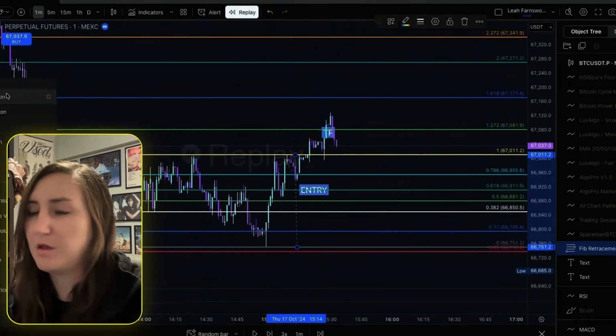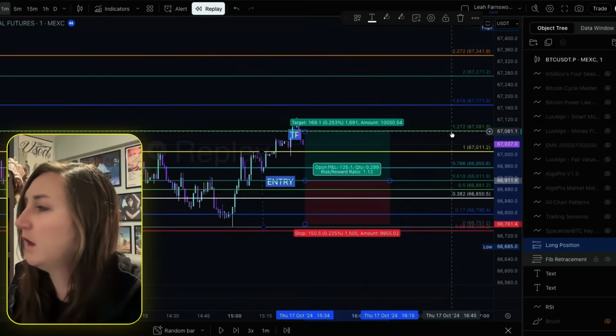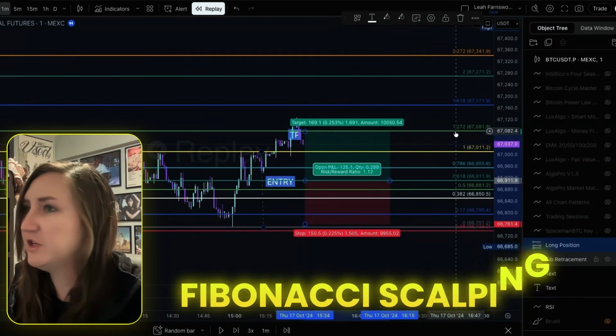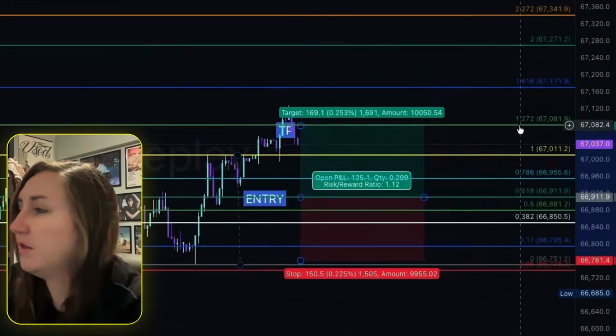Where would you put your stop loss? Pretty important. So you're taking profit at 1.272. Like I said, these are my typical take profit levels. This is Fibonacci scalping here, the only tool you need if you're not looking to learn a million things.